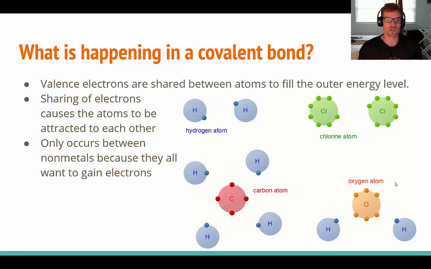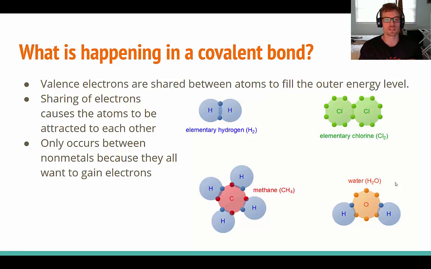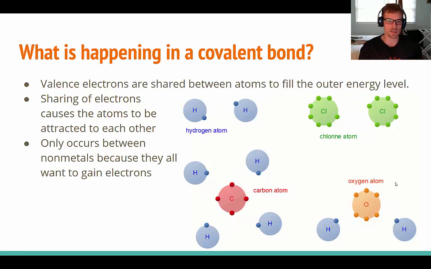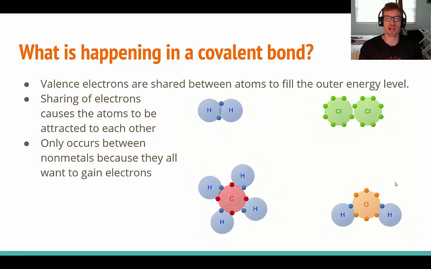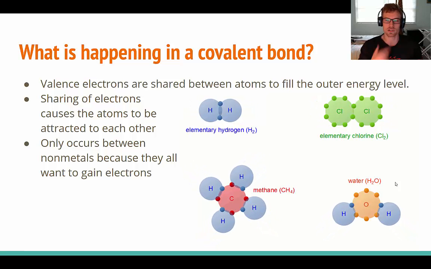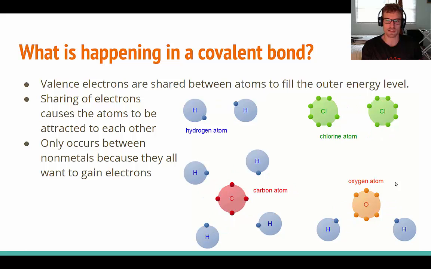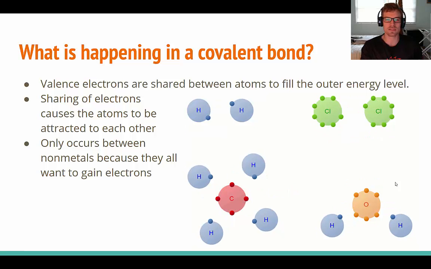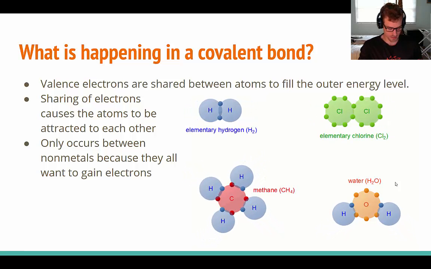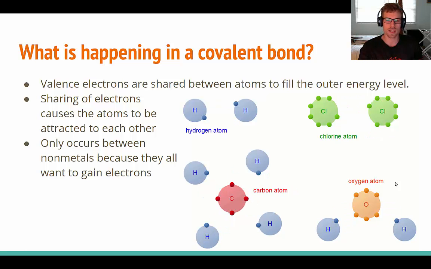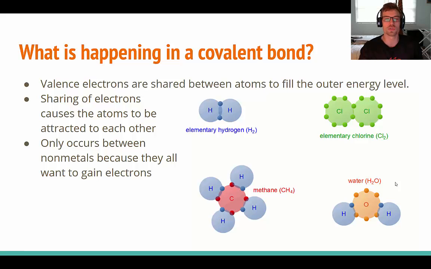People that you share things with, right? You share meals with family, friends, things like that. You become attracted to them, right? You become closer. That's what's going on here. Now, this only occurs between nonmetals because they all want to gain electrons. If we think back to the last video, right, the oxidation numbers, they all had negative oxidation numbers. That's because they all wanted to gain electrons. So because they all want to gain electrons, they are sharing them so that nobody ever loses an electron.